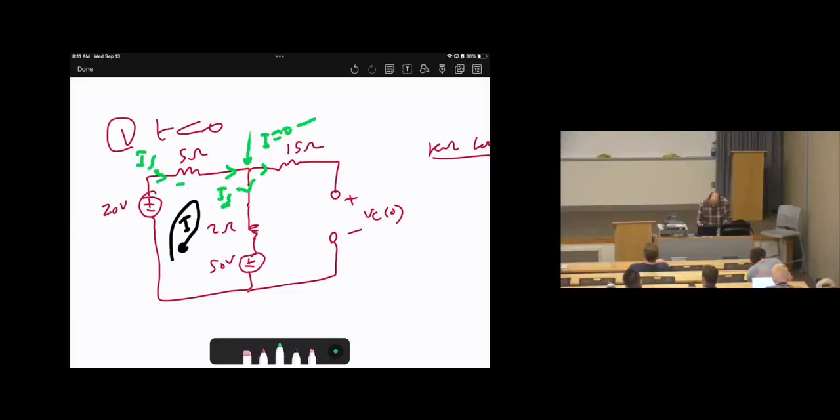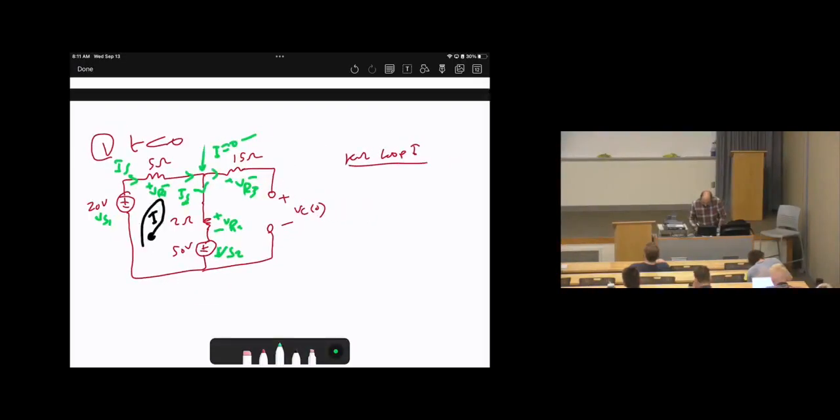So this is plus minus VR1. This is plus minus VR2. This is plus minus VR3. This I can call VS1. This is VS2. Now, start from the left bottom corner, which is here negative 20, or negative VS1, then plus VR1, then plus VR2, then plus VS2 equals 0.